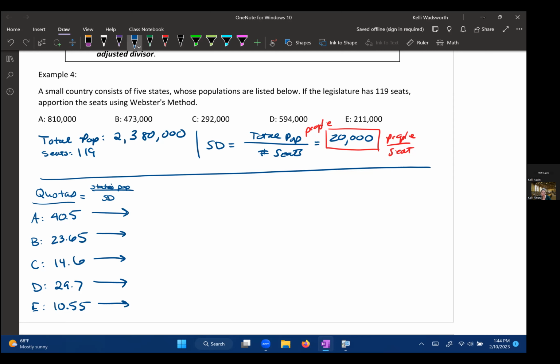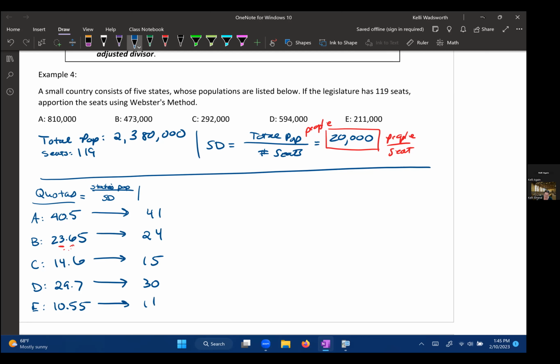So like 40.5, is that closer to 40 or 41? It's actually closer to 41. So that one gets rounded to 41. 23.65. So, right, we want to round to the nearest whole number. That's the ones spot. So you always look at the number to the right. If that number is 5 or above, then the rounding digit goes up. So 23.65 is closer to 24. 14.6 is closer to 15. 29.7 is closer to 30 than it is to 29, and 10.55 is closer to 11 than it is to 10.